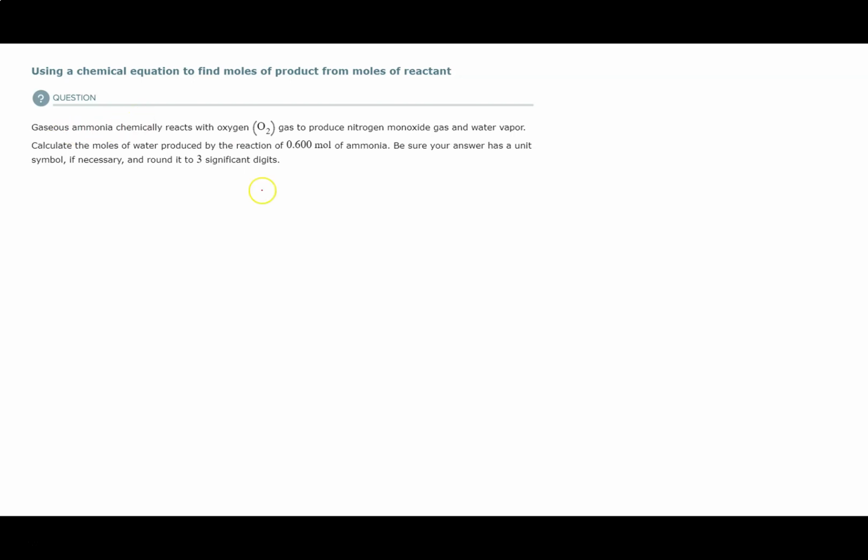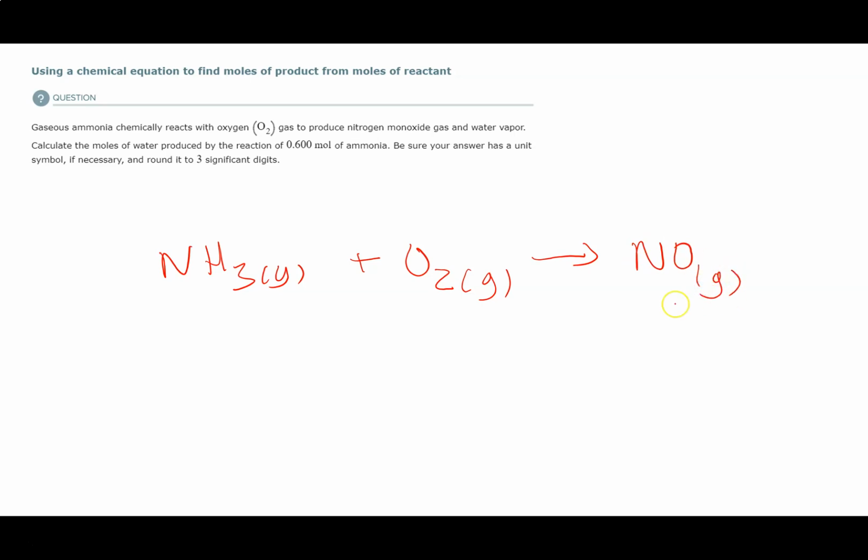It says gaseous ammonia, so that's NH3 gas, reacts, so it's telling you that it's on the left hand side of the arrow, with O2. Okay, O2, and that's also a gas, to produce, so now we're talking about products, nitrogen monoxide gas and water, and it says vapor, so that is also a gas.